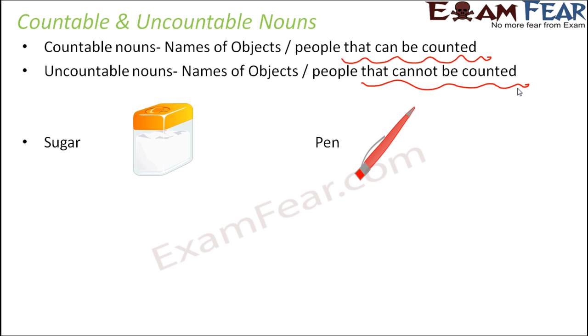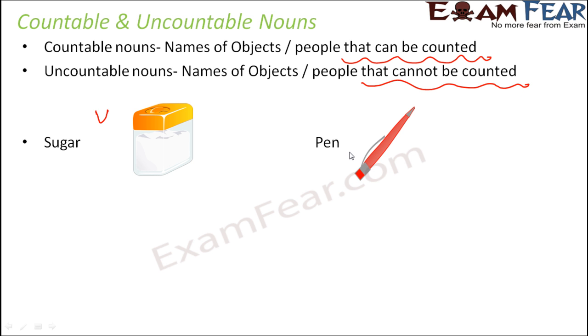For example, if we take these two examples, sugar and pen. Now sugar, if I give you a bottle filled with sugar and I ask you to count the number of sugar that you have, will you be able to count? How will you count sugar? That I have 3 sugar, I have 5 sugar, I have 10 sugar. Can you count that? No, you can't count it like that, because first of all, if it is powdered sugar, you hardly can even identify the particles of the sugar. Even if you can see the particles of the sugar, it is practically not possible to count the particles of the sugar. So sugar is an example of uncountable noun.